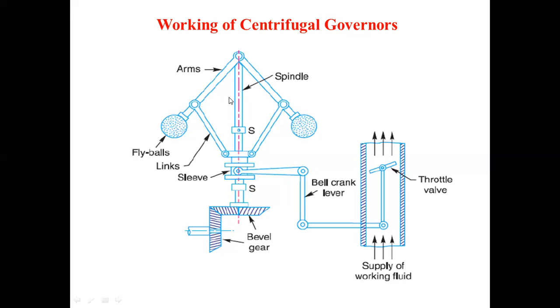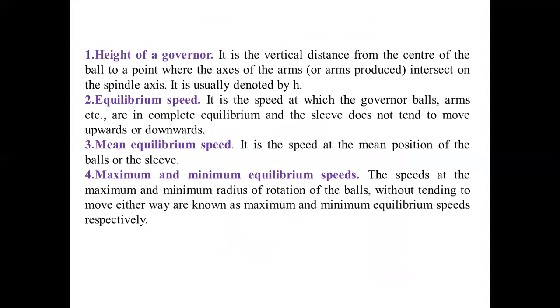When the speed starts decreasing, the radius of rotation also decreases, and the sleeve will come down, and at some position it remains constant. That means at the minimum speed, the radius of rotation will also be constant. That is called the minimum equilibrium speed.